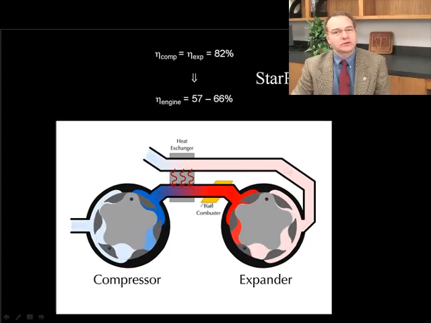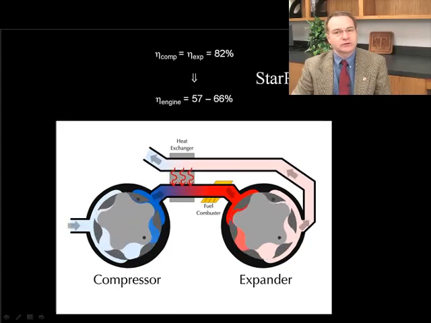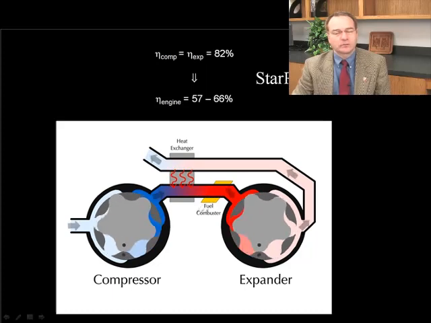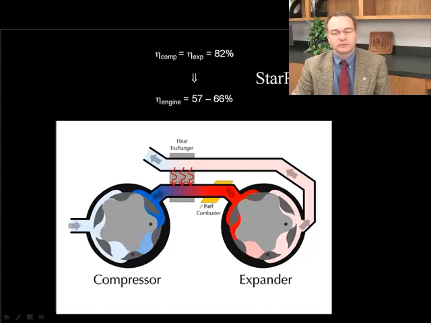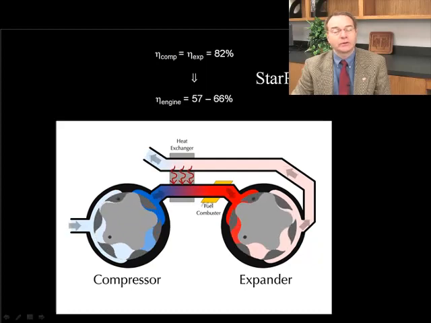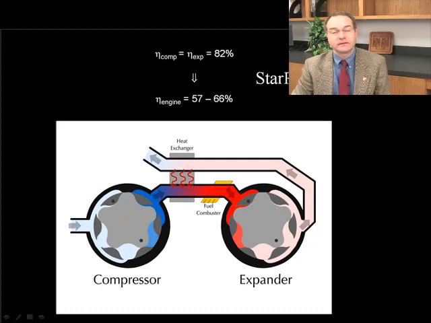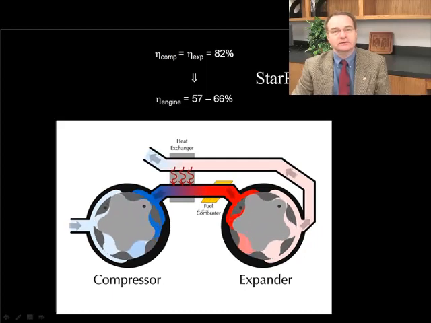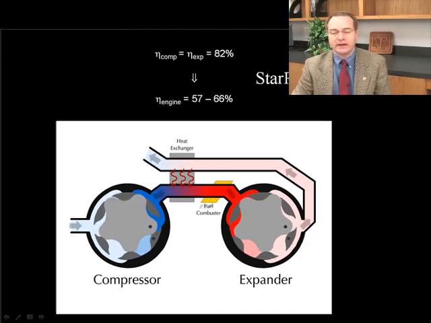The way the engine works is it has a compressor, which is shown on the left, and an expander, which is shown at the right. We have air coming in. It's compressed using the compressor. The air coming out of the compressor goes into a heat exchanger where we capture waste heat coming off of the engine. Then in the combustor we add fuel. The fuel burns and makes the air even hotter. So coming into the expander, what we have is very hot, high pressure air.